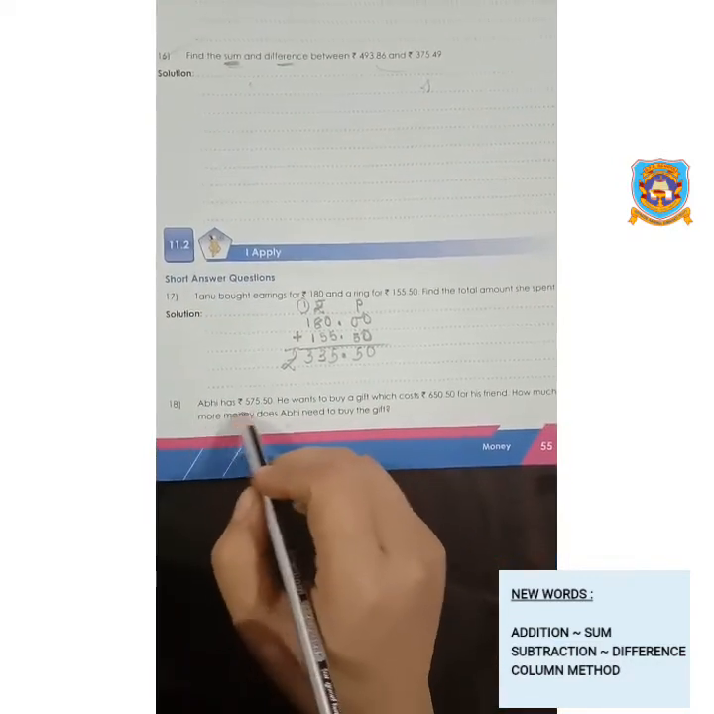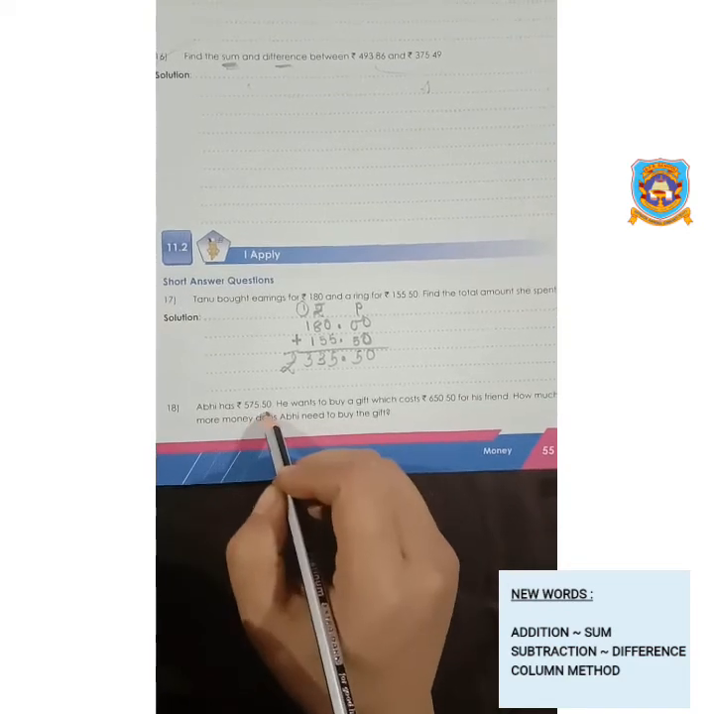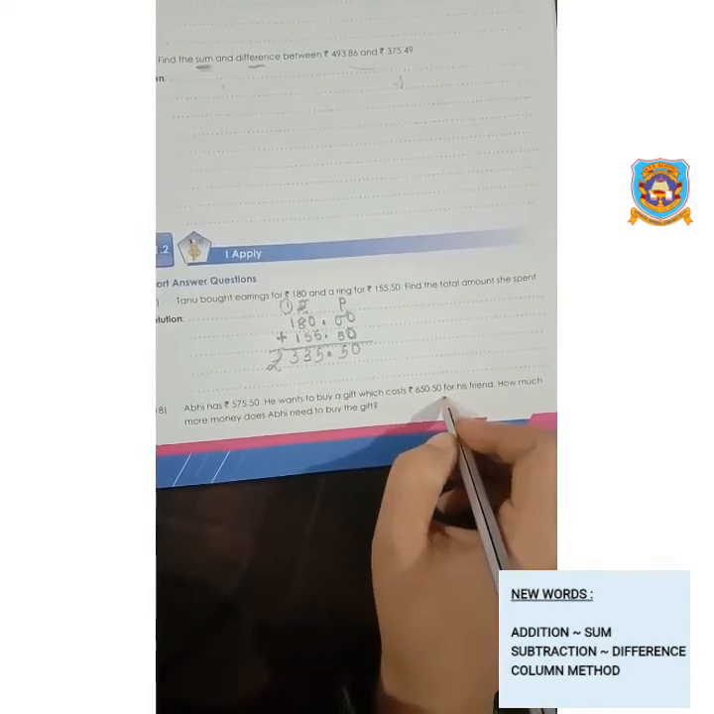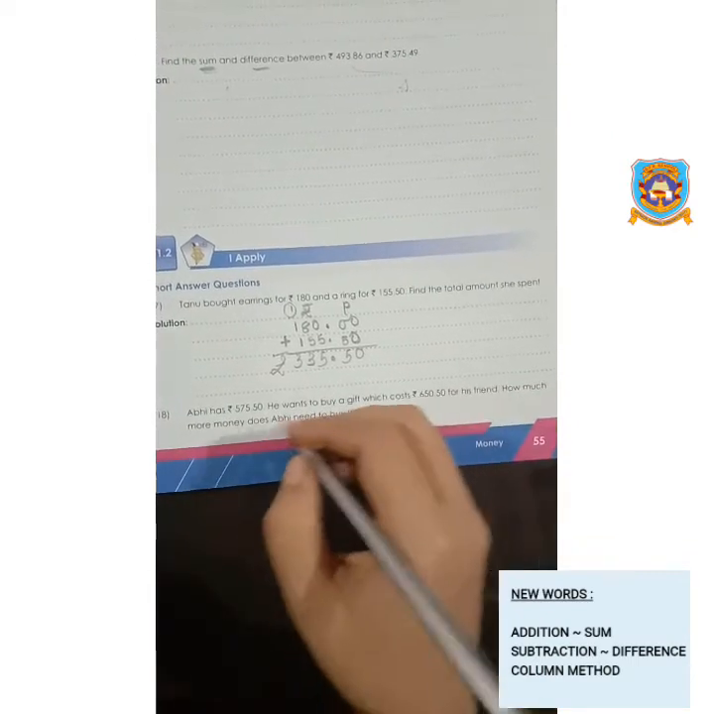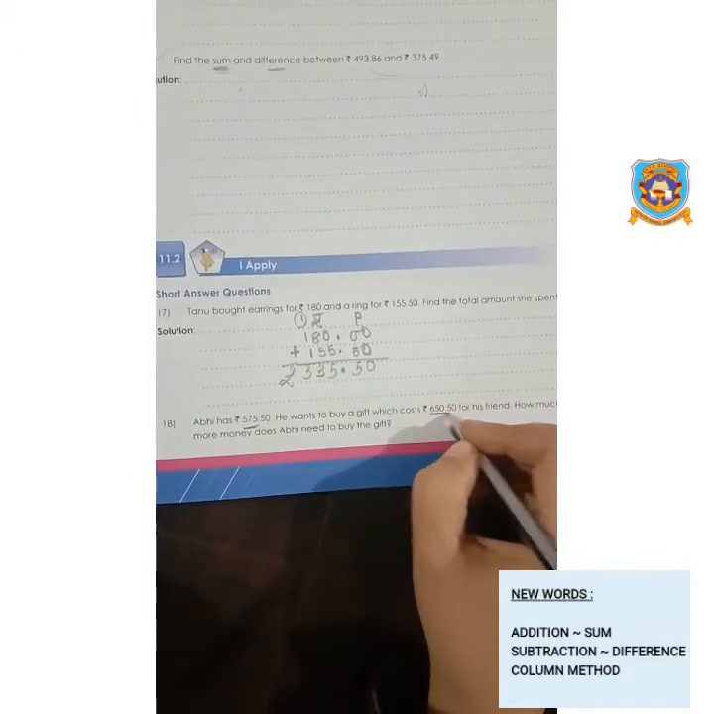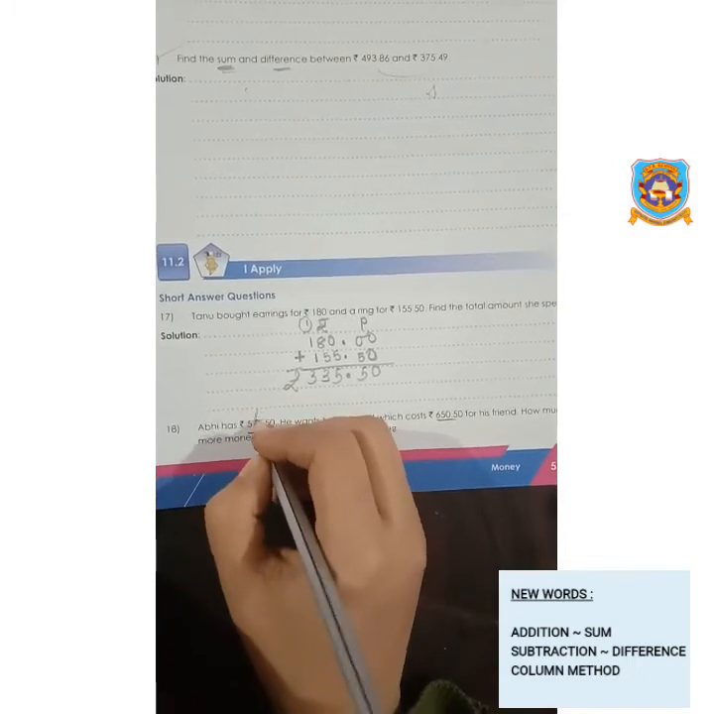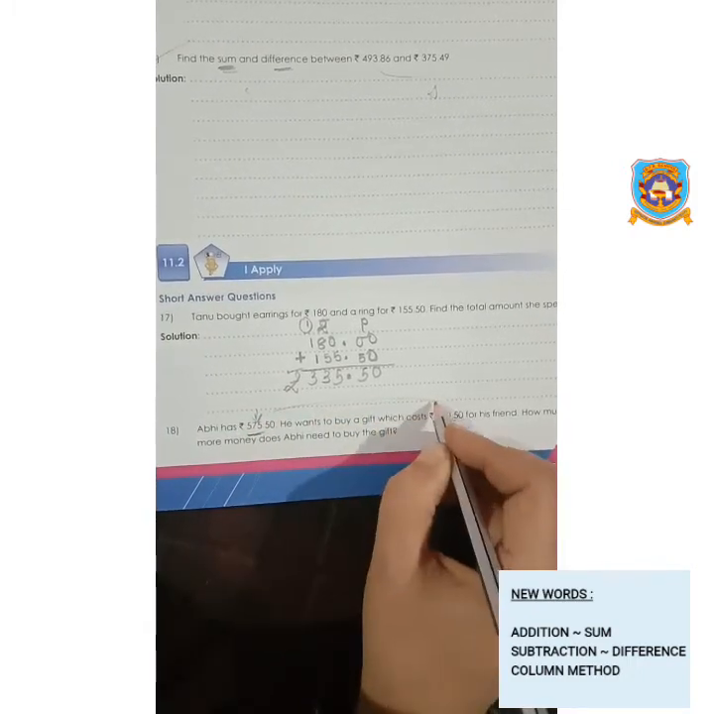The next question is, Avi has rupees 575 and 50 paise. He wants to buy a gift which costs rupees 650 and 50 paise for his friend. How much more money does Avi need to buy the gift? Okay, so Avi has this much amount and the gift he wants to buy is this much. So we know that the gift is more than the amount Avi has because this amount is bigger. So how much do we have to add here so that he can buy the gift?